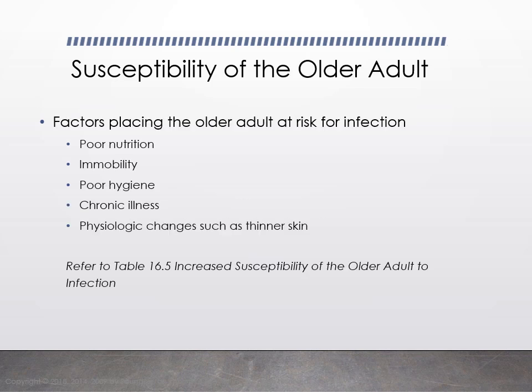Susceptibility of the older adult. There's lots of additional information that I'm going to give on this slide. I've also included at the bottom of this slide a reference to table 16.5 on increased susceptibility of the older adult to infection. So I do encourage you to look here.